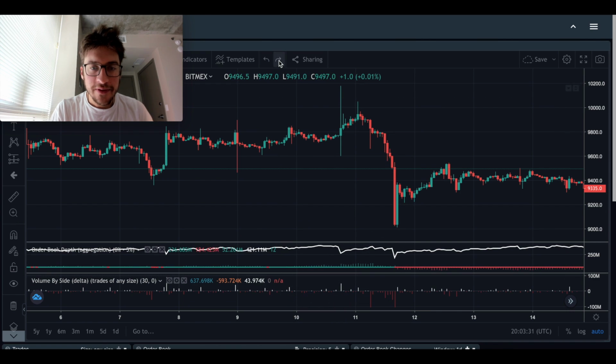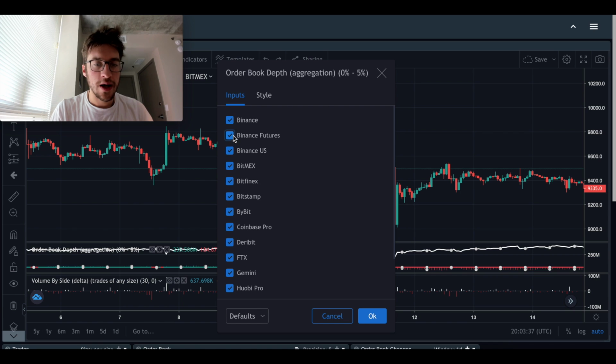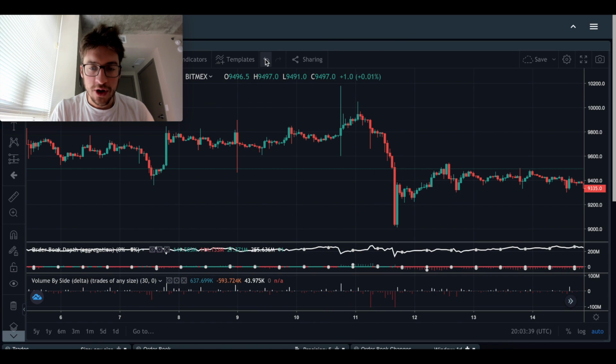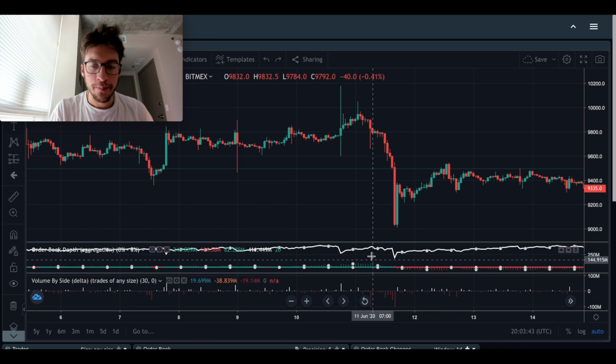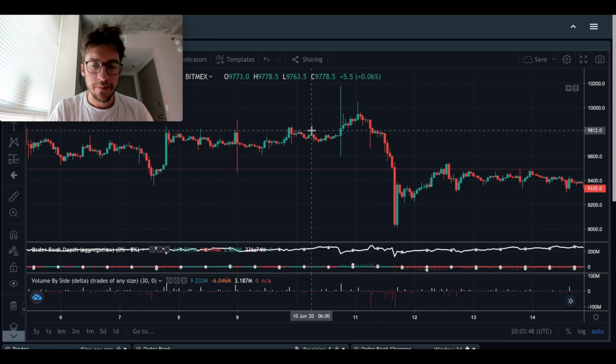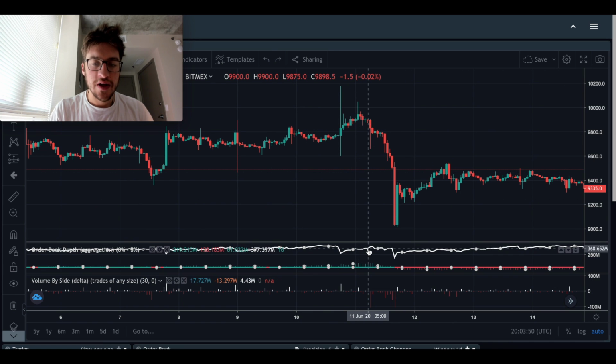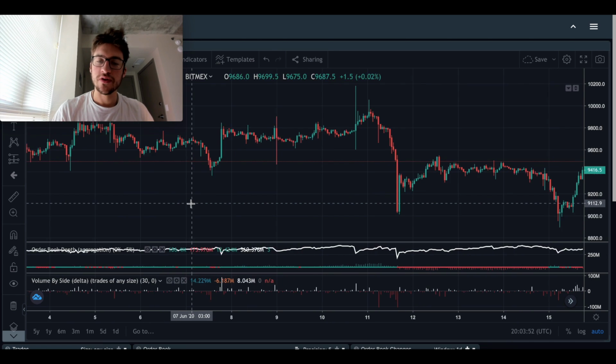You can see the difference. This is without BitMEX. This is with BitMEX. Now let's see what happens without Binance Futures. How much changes? We get more of a bump here when we have Binance Futures in, and now we don't have Binance Futures in. So that's something you can play around with, the exchanges you use.